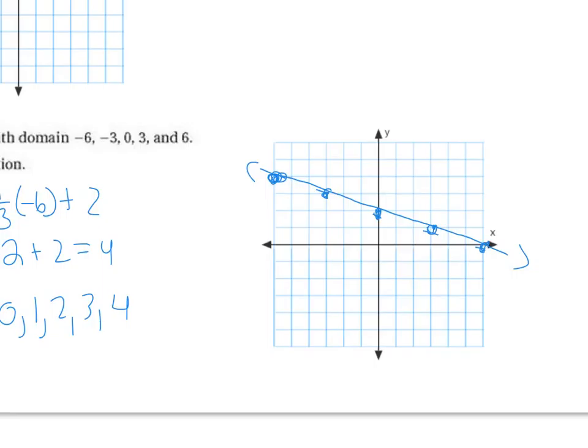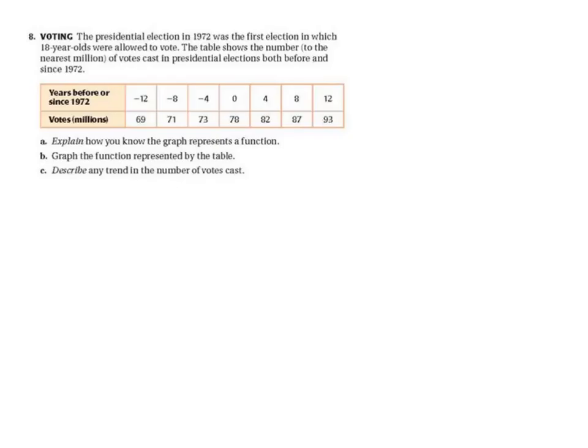Let's take a look at some more examples. All right, everyone's favorite word problems. It says, the presidential election in 1972 was the first election in which 18-year-olds were allowed to vote. The table shows the number to the nearest million of votes cast in the presidential elections both before and since 1972. Okay? So this is 12 years before 1972, 8 years before, 4 years before, that is 1972, then 4 years after, 8 years after, 12 years after.